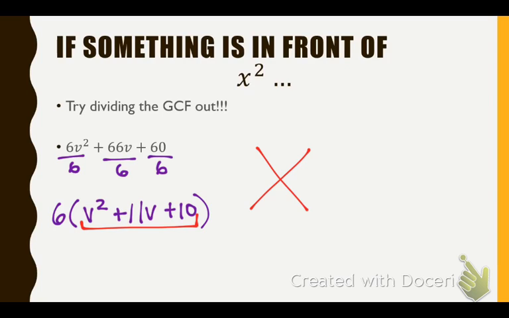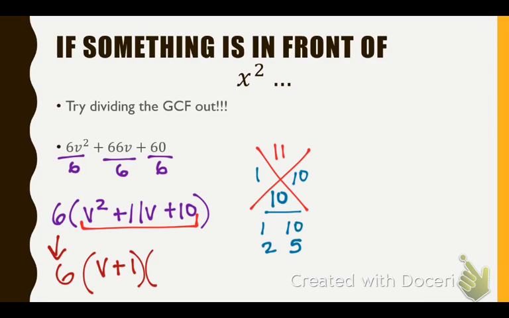So when we go to set up our x, what is the b term that goes in the top? 11, and the c term, or a times c, which is 10. The only factors of 10 are 1 and 10, 2 and 5. Are they going to be the same sign or different signs? Same, and they'll both be positive. All right, so which one of these add up to 11? 1 and 10. So when you go to write your final answer, don't forget the 6, and then it's v plus 1, v plus 10. That's the answer.